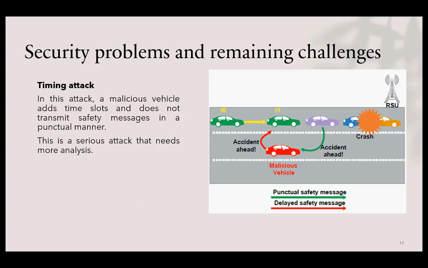To achieve the goal of vehicular communications, which is enhancing road safety, forwarding emergency messages must be at the right time. In this attack, a malicious vehicle adds time slots and does not transmit safety messages in a punctual manner. Consequently, legitimate vehicles receive each message after the time they actually require it. This is a serious attack that needs more analysis, particularly when it comes to safety applications that require real time.